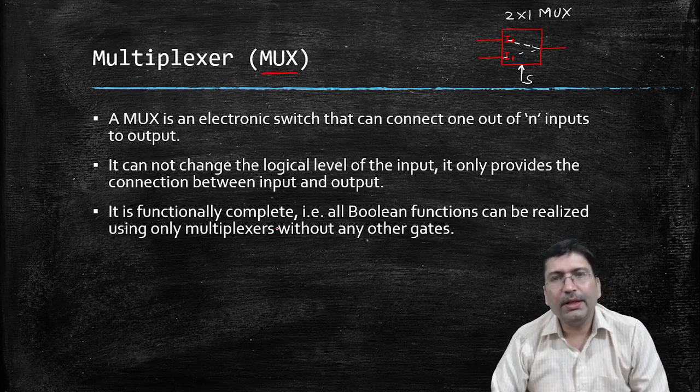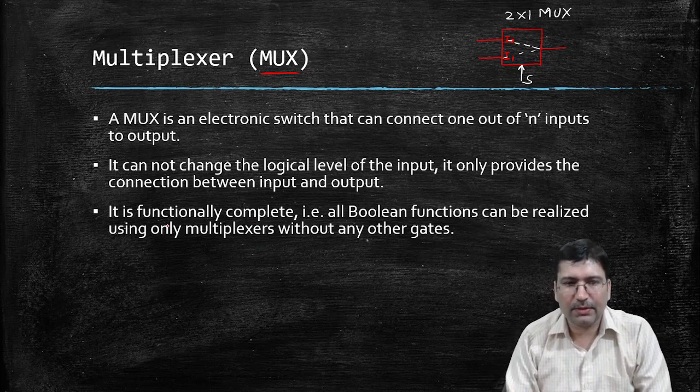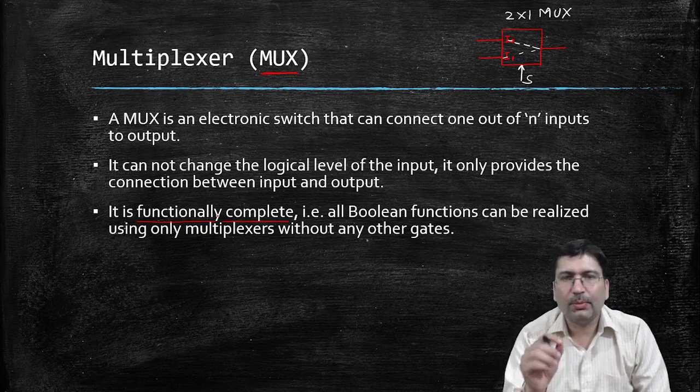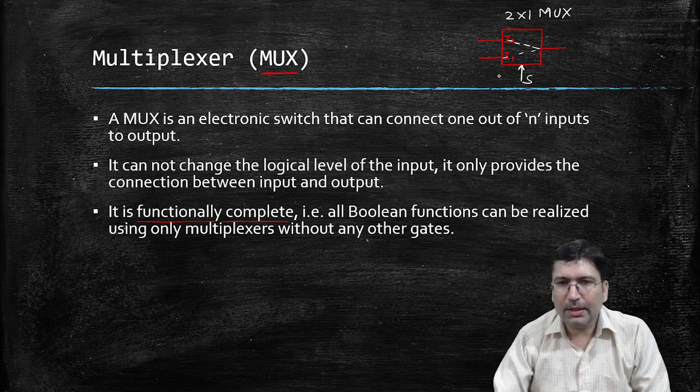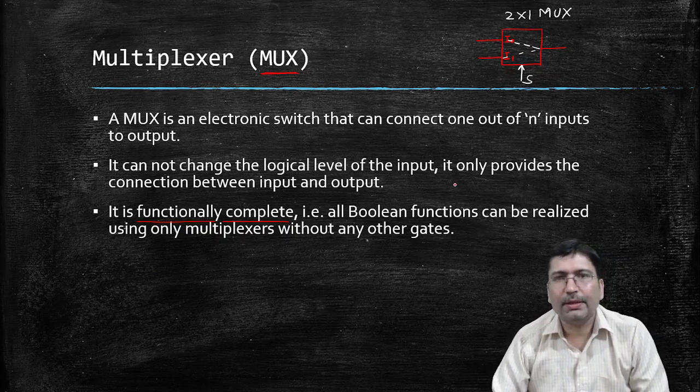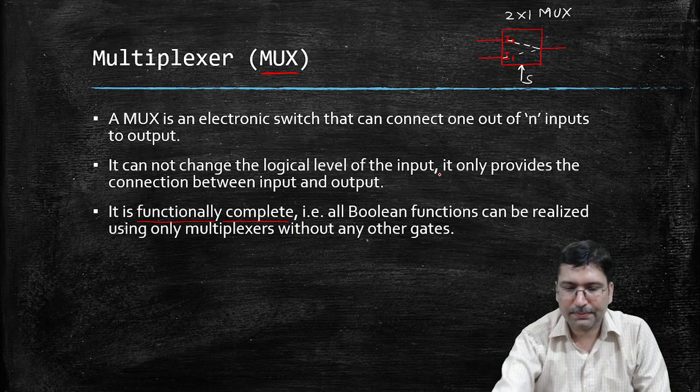It is functionally complete. In one of my previous lectures, we talked about the functional completeness of any circuit. The meaning is, if a circuit is functionally complete, it can be utilized to realize any kind of circuit. Like the NAND gate is a universal gate because NAND is functionally complete. Similarly, NOR is a universal gate because NOR is functionally complete. Similarly, mux are also functionally complete. They can also be utilized like NAND and NOR to realize any kind of circuit.